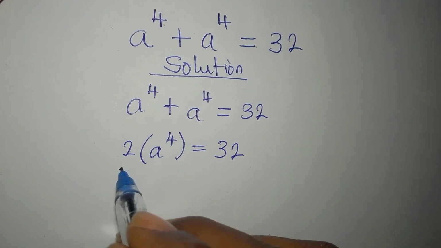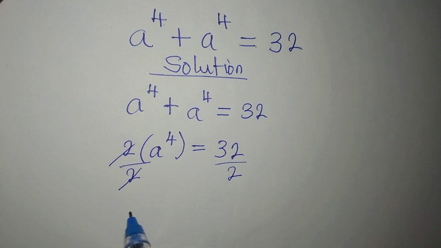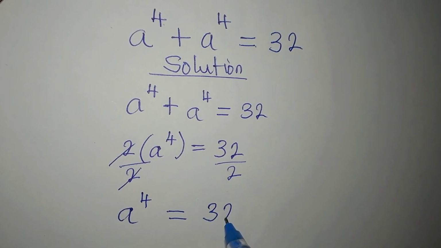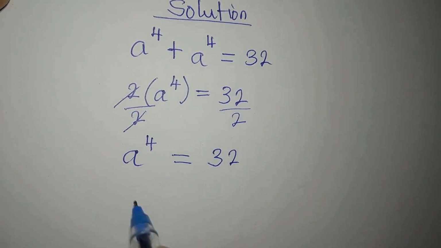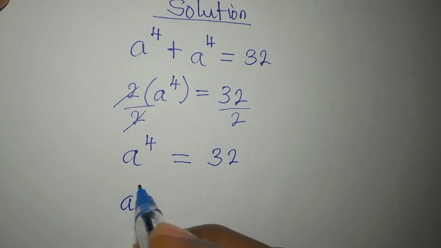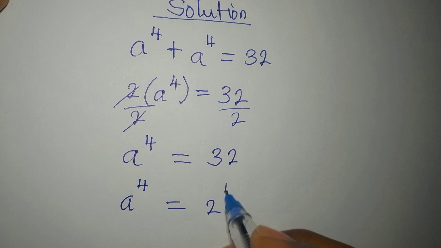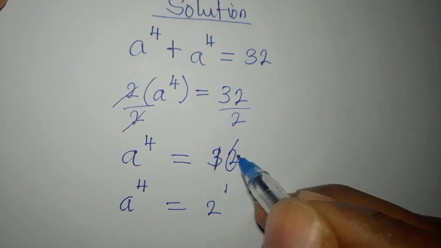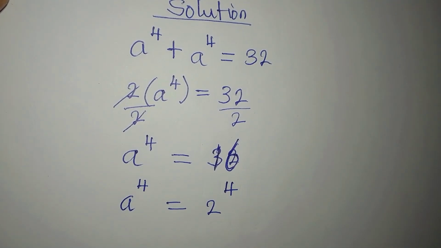Now, there is nothing wrong if we divide both sides by 2, so that we have a to the power of 4 equal to 16. Remember, we are solving this completely, so I'm going to have a to the power of 4 equals 2 to the power of, we are dividing 32 by 2, that will give us 16, and 16 is 2 to the power of 4. Now, we have the same power, we can equate the bases.